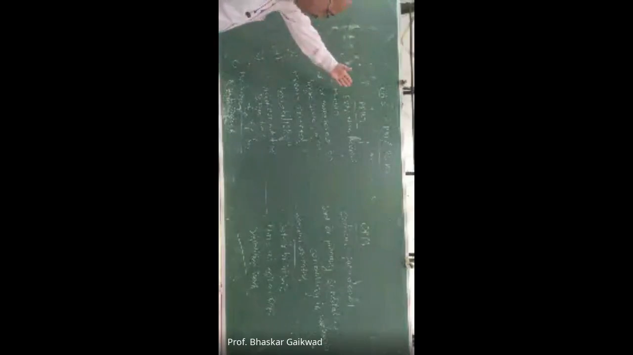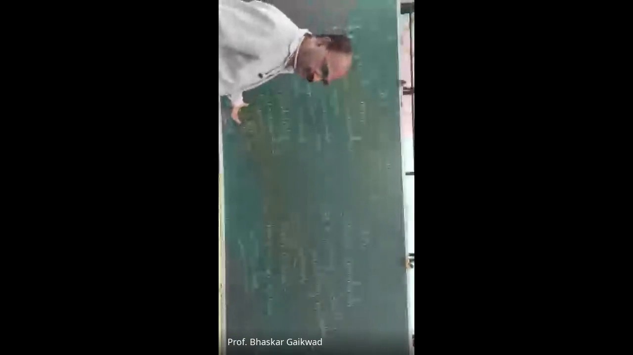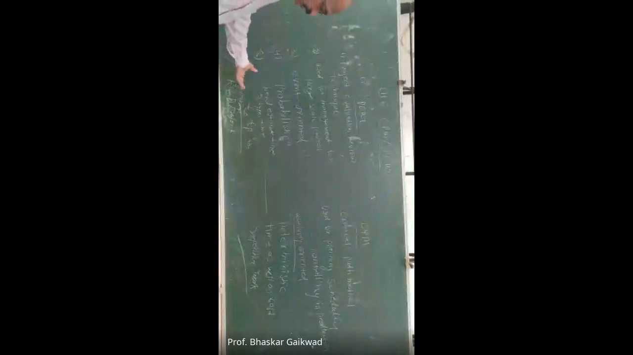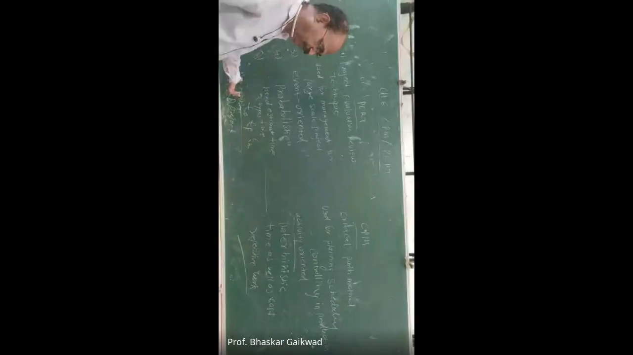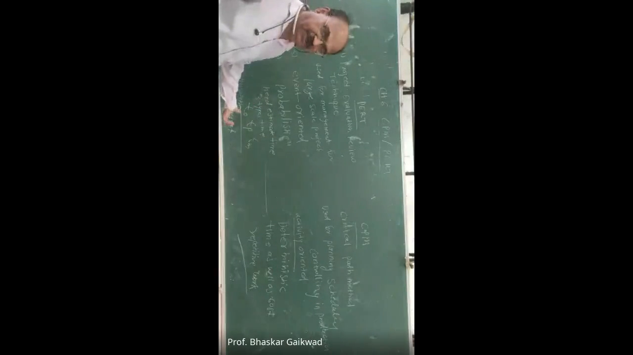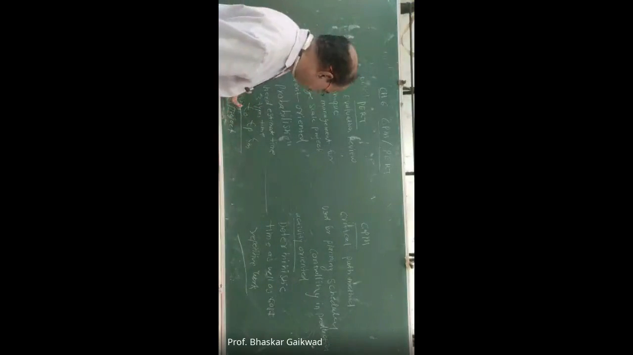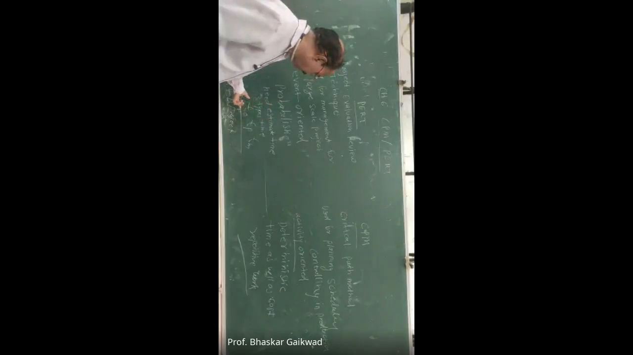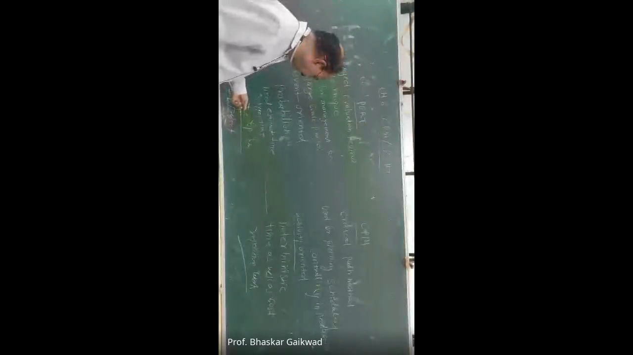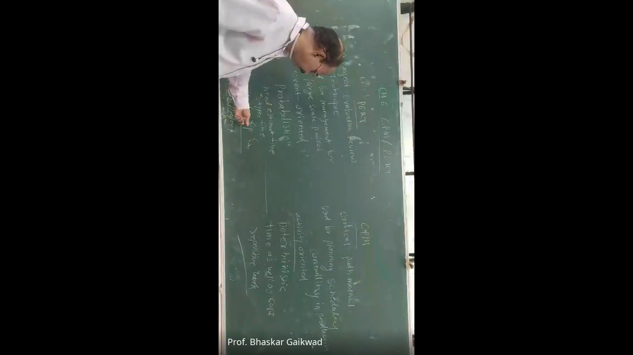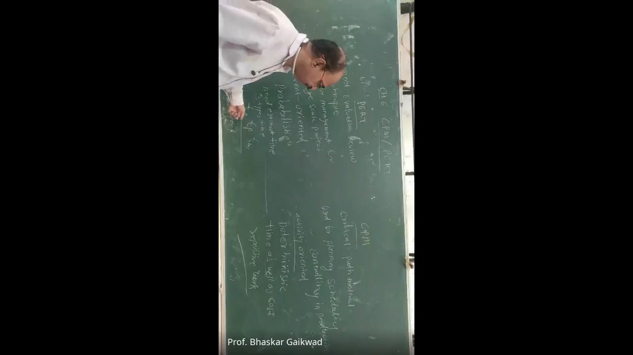Now we will go for the problems related to PERT and CPM. This is actually the difference between PERT and CPM. PERT is normally used for research and development work, which is non-repetitive activity, non-repetitive projects like research and development. In this, three times are calculated, that is the optimistic, pessimistic and most likely times.